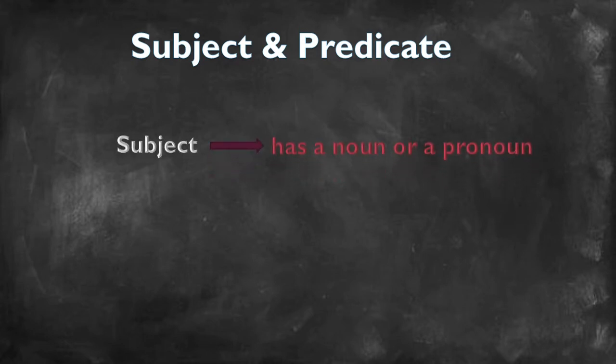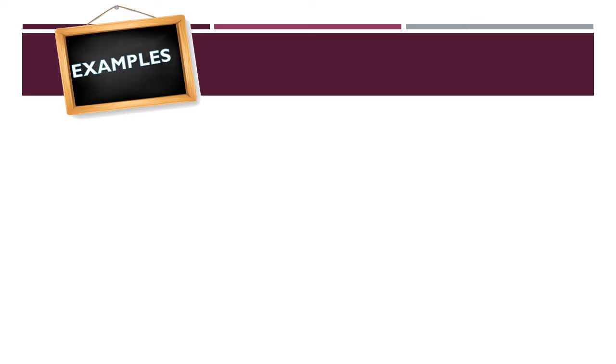Children, subject has a noun or a pronoun. When you get a sentence, in that sentence, the subject will be a noun or a pronoun, and the predicate has a verb. Now we can study some examples.